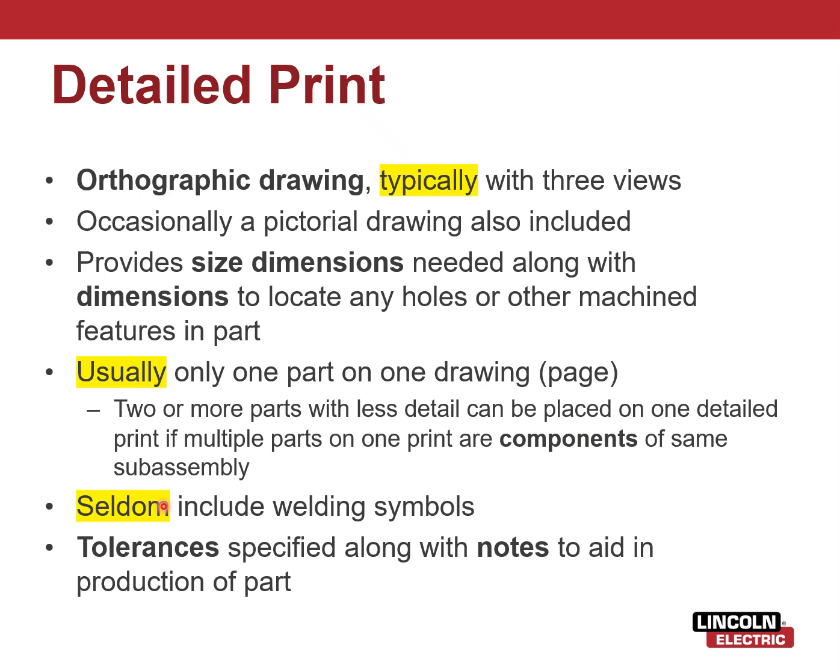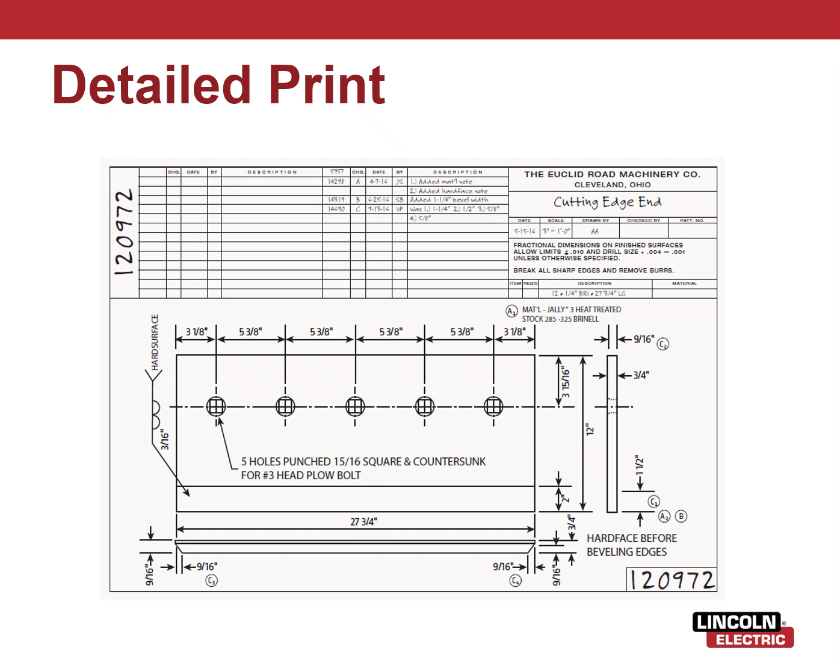These seldom, all right, so not never, seldom include welding symbols. And then tolerances will be specified along with notes to aid in the production of the part. So here's an example of a detailed print. And look, so seldom, but here we are, a little weld symbol right there. Okay, so this is a detailed print. We'll ignore this stuff for now. Don't worry about that. There's a unit that kind of breaks down all of that stuff. We're just kind of focused on this right here.